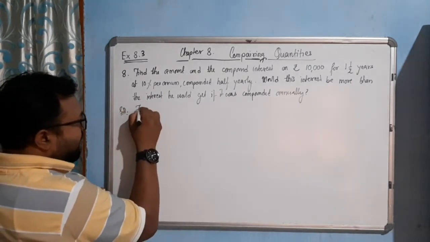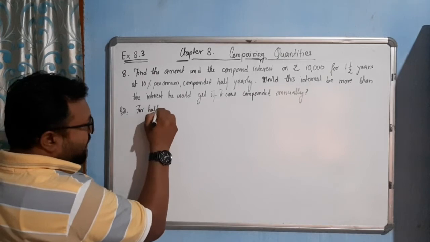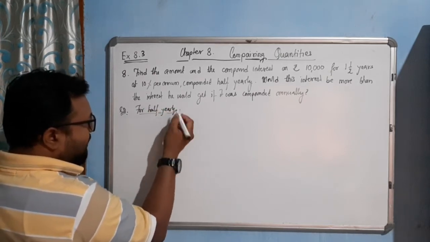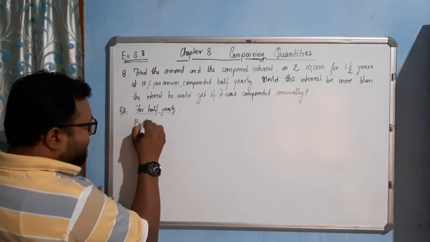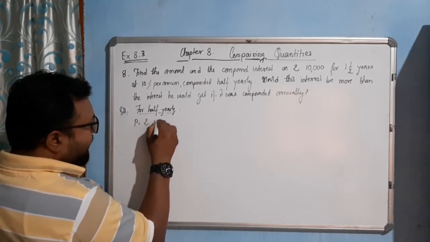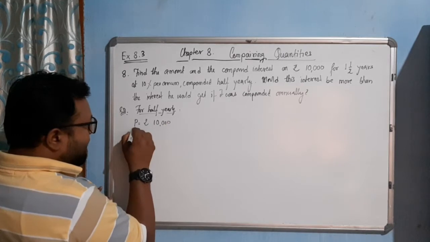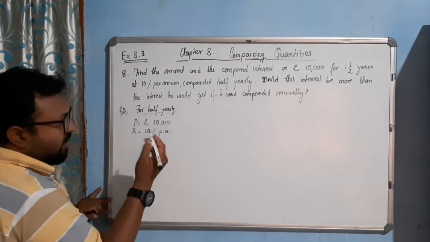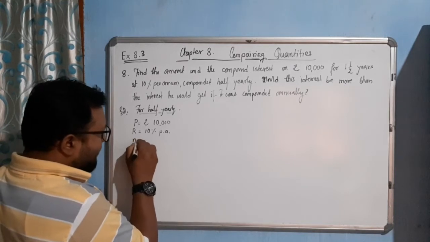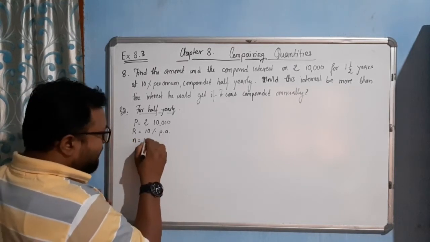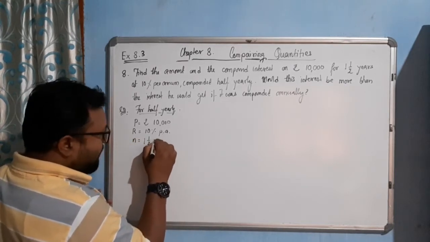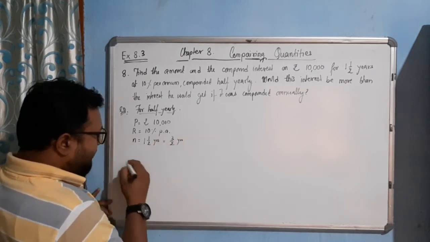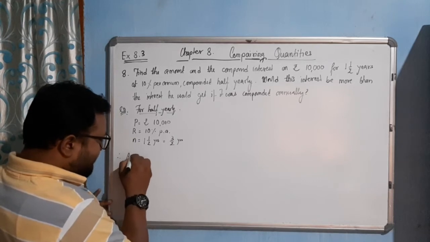Let me write here for half yearly. So principal equal to how much? Principal amount, it is 10,000. Rate of interest equal to how much? 10% per annum. Time period n equal to how much? 1 and 1/2 years, that is 3/2 years. Okay, therefore amount equal to how much?